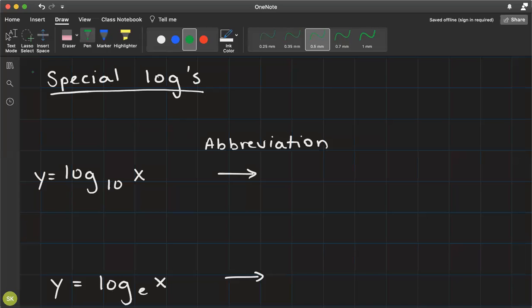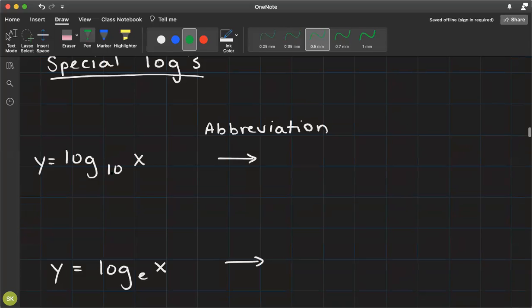I want to talk a little bit more about logarithms. So there's two special types of logs that you'll see a lot in mathematics. They're so important and so special that they have their own abbreviations. The first one is log base 10 of a number. So you'll see this abbreviated as just log of some number.